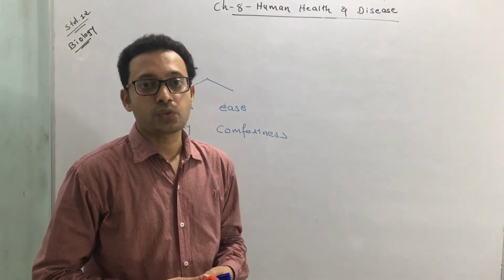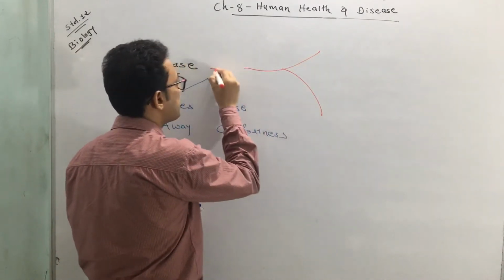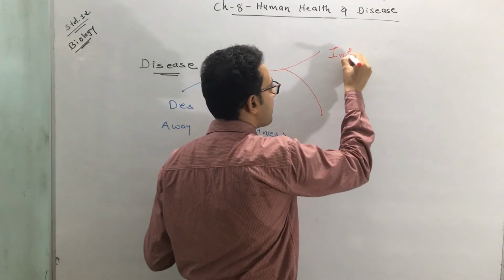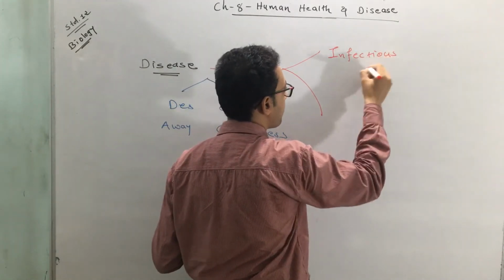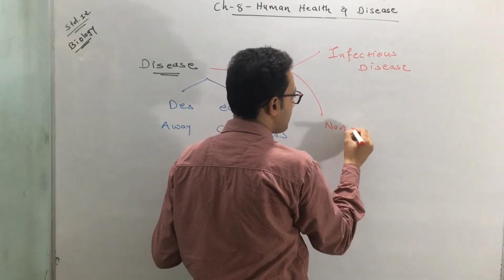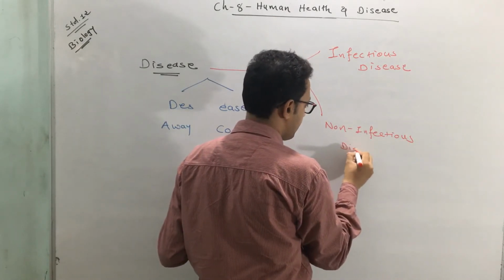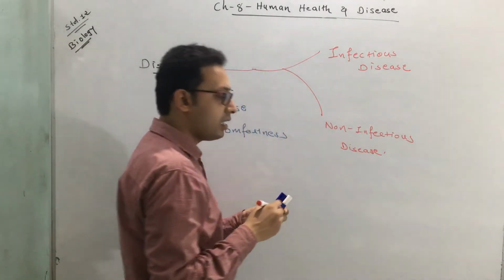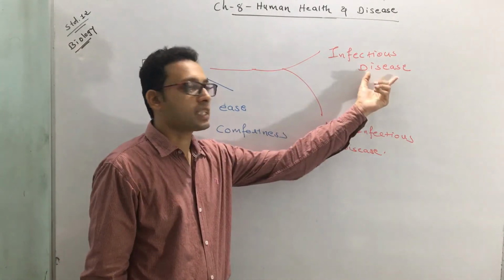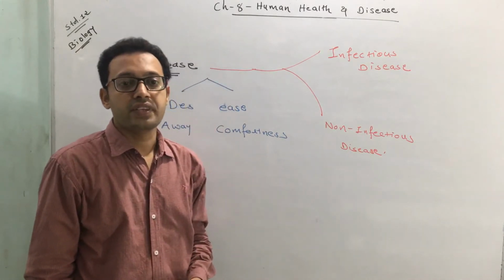Clear, students? The diseases we are dealing with in this chapter are usually categorized into two parts. The first category is infectious disease, and the second category is non-infectious disease. Clear? How many types of diseases do we have to learn in this chapter? There are two types.